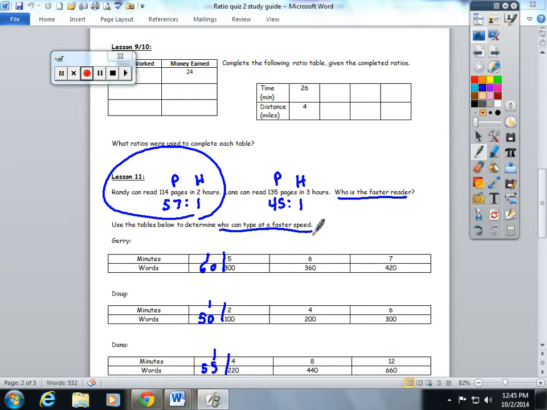So, now you have to determine who can type at a faster pace. So you know it's Gary, because if you have them labeled, you can clearly see that he reads more, types more because of that.